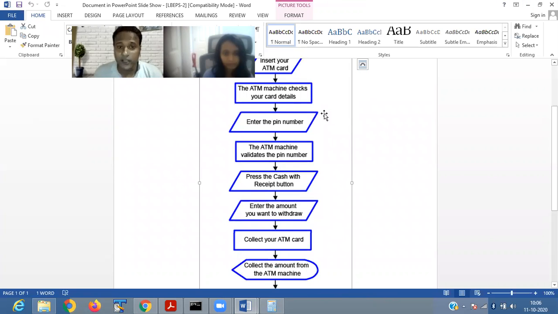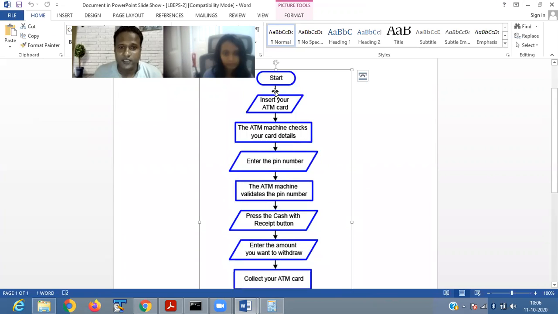This symbol is called the flow line. Clear? But what's the difference between this and an algorithm? An algorithm is represented in a step by step format, meaning it is written in English words, but here it is represented in a diagrammatical format.